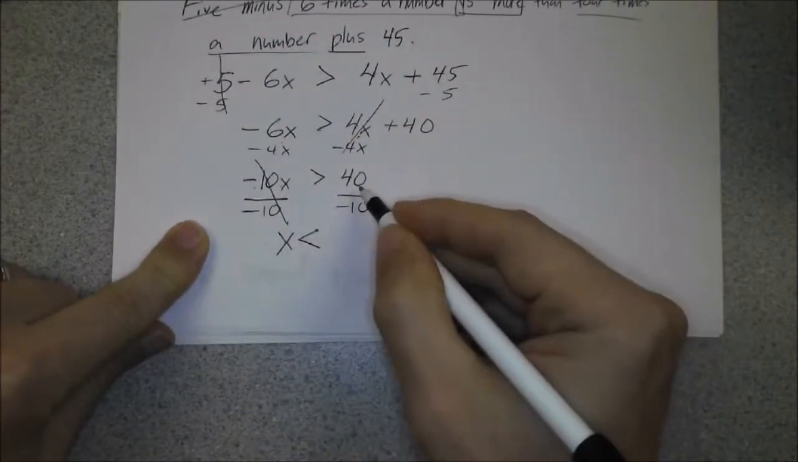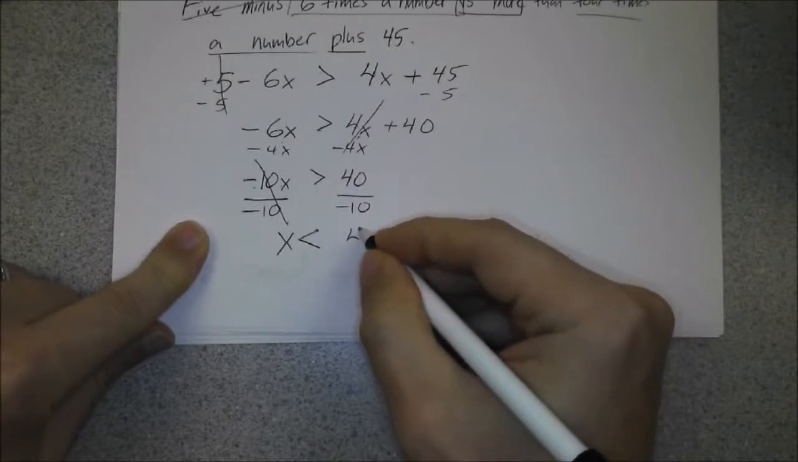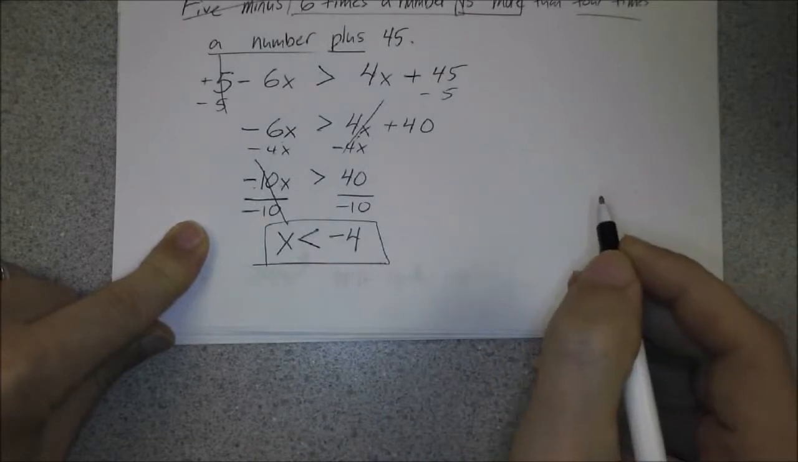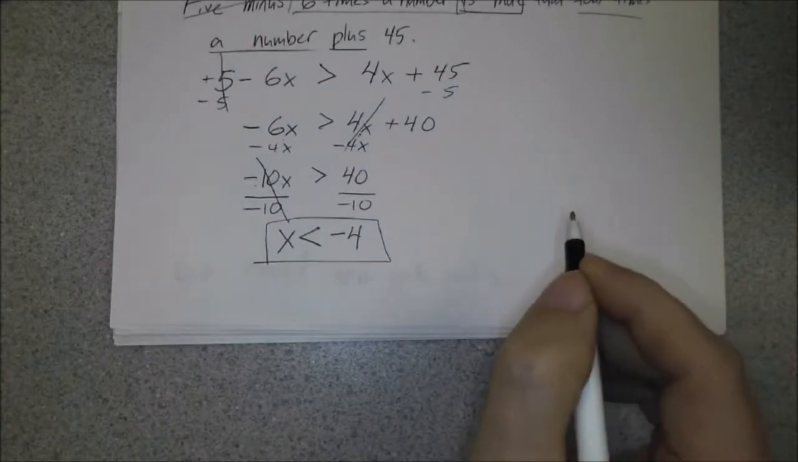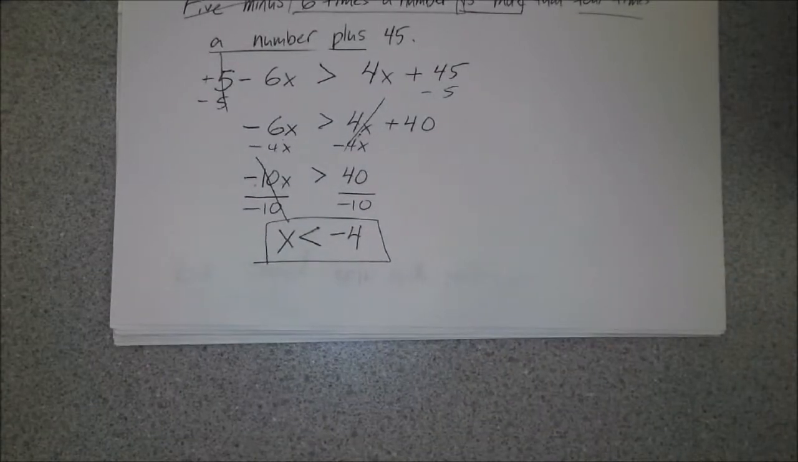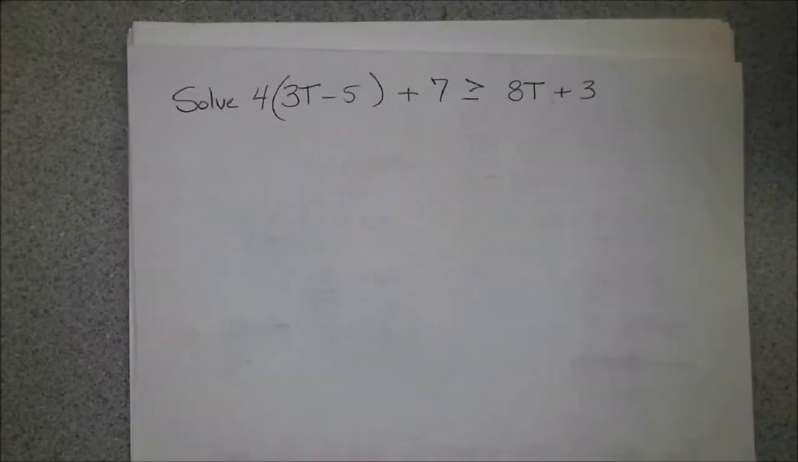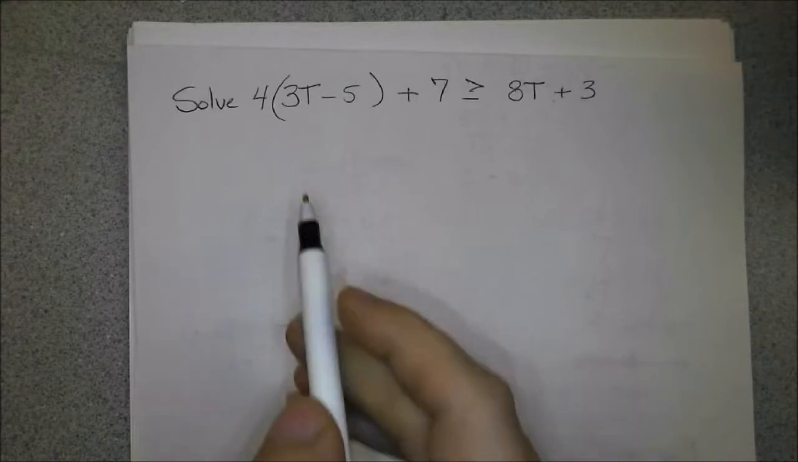Flip the sign. 40 divided by 10 is 4, and it's negative. And that is our solution right there. Okay. Next one that I want to go over is one that involves distributive property. Alright, so let's take a look at this one.